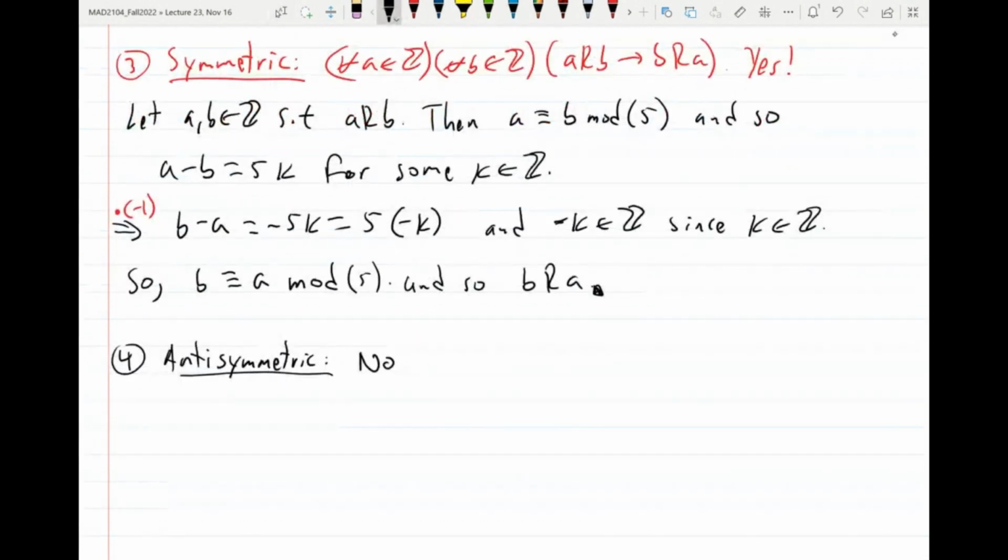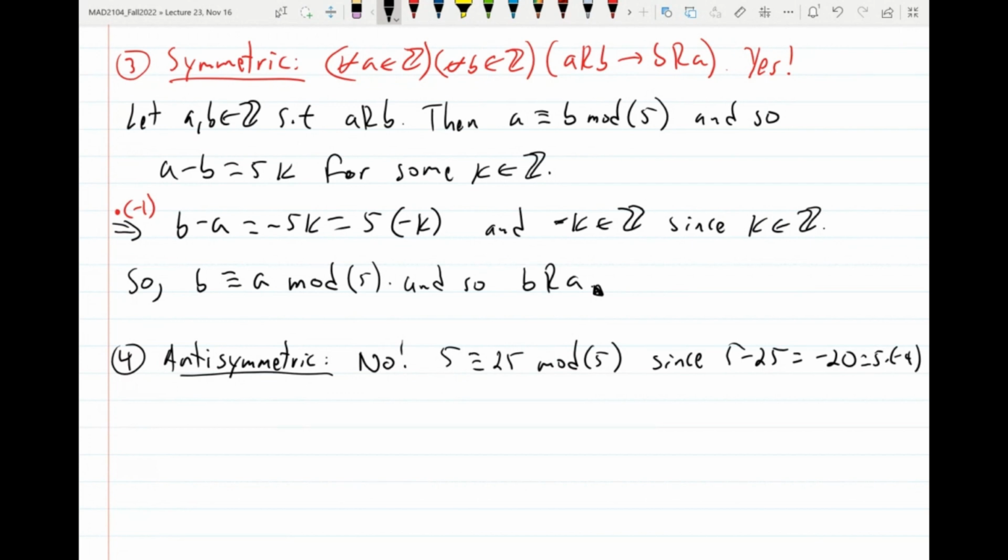So antisymmetric? No. Why? Well, 5 is congruent to 25 mod 5, since 5 minus 25 is -20, which is 5 times -4. Yes? So -4 is an integer, so they are related. And then, of course, 25 is congruent to 5. We just proved that it was symmetric. There's no need to argue this again. But certainly 5 is not 25. You okay with this? All right, so it's not antisymmetric. Transitive.